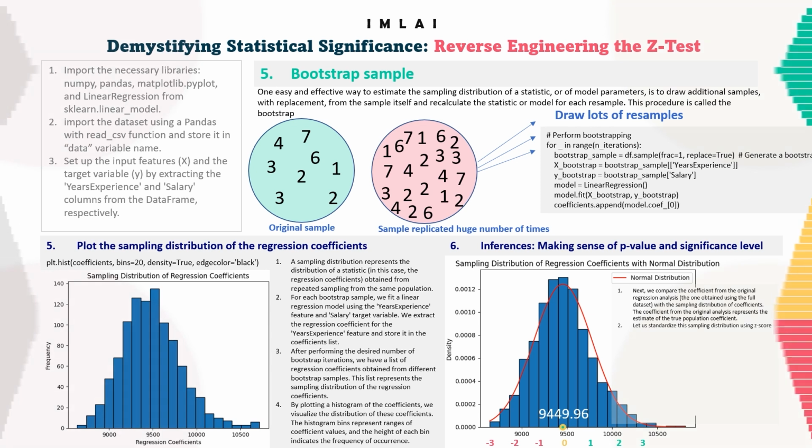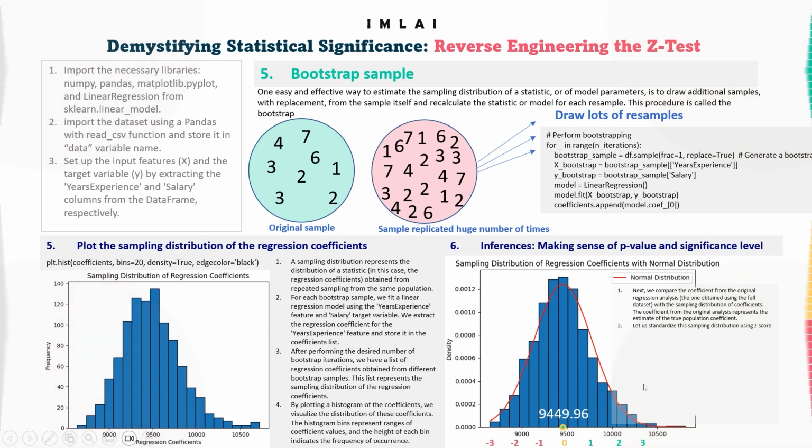X bar is the mean of the main sample, the first time we did the regression. And mu is the mean of the population, that is what our hypothesized mean is, and then divided by standard deviation by square root of n. N is the sample size, and sigma is the standard deviation of the target variable. So we got the standard error. That's the reason we have standardized this normal distribution.